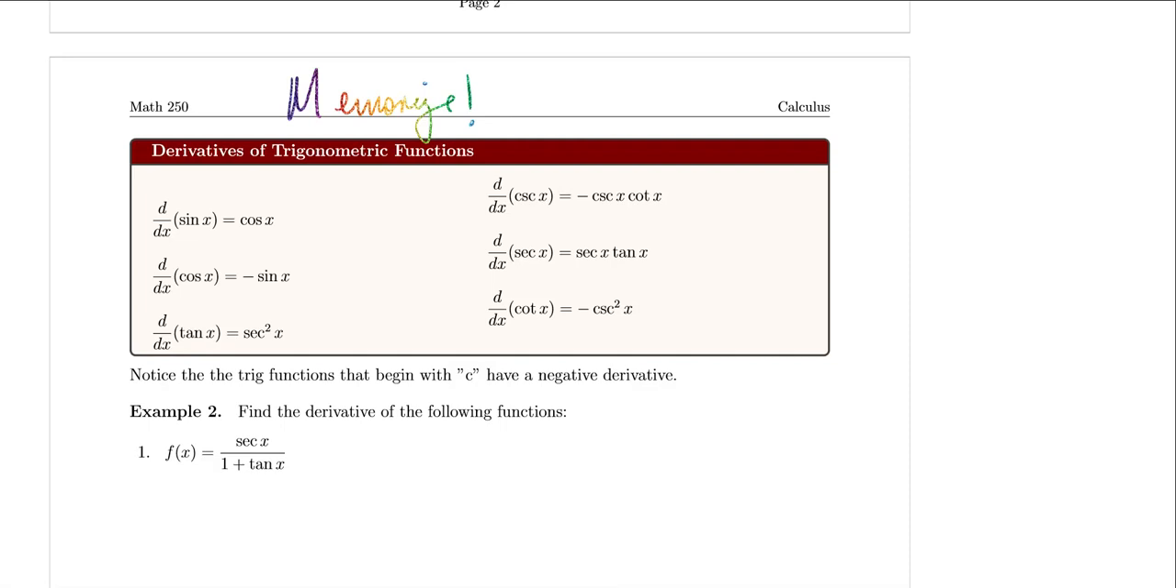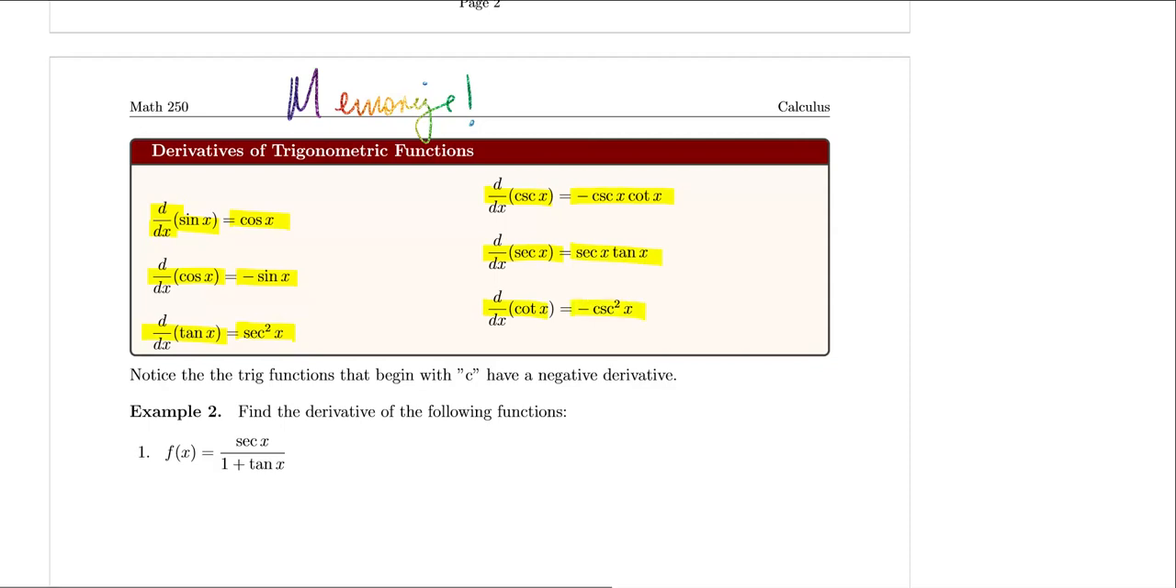All right, so let's see, what are they? Well, as we discussed, the derivative with respect to x for the sine function is the cosine of x. The derivative of the cosine of x is a negative sine of x. The derivative for the tangent is the secant squared of x. Now, the ones we haven't seen: the derivative for the cosecant is a negative cosecant cotangent. The derivative for the secant is a secant tangent. And the derivative for the cotangent is the negative cosecant squared.